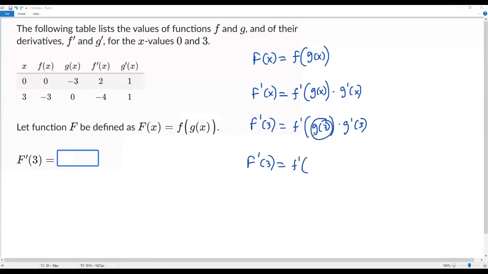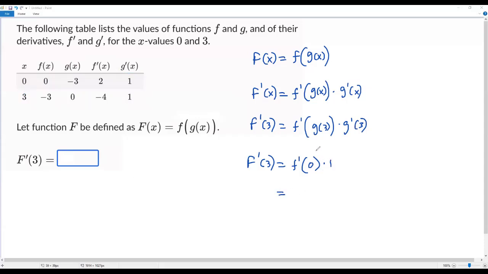g of 3 is nothing but the value of the function g at x equals 3. So here we have g of x. When x equals 3, the value of the function g of x is 0. So the value of g of 3 is 0. We can plug in 0 for g of 3. Here we have g prime of x, and we have to get the value of g prime of x when x equals 3, because we have 3 over here. So when x equals 3, the value of g prime of x is just 1. So therefore, g prime of 3 is just 1.